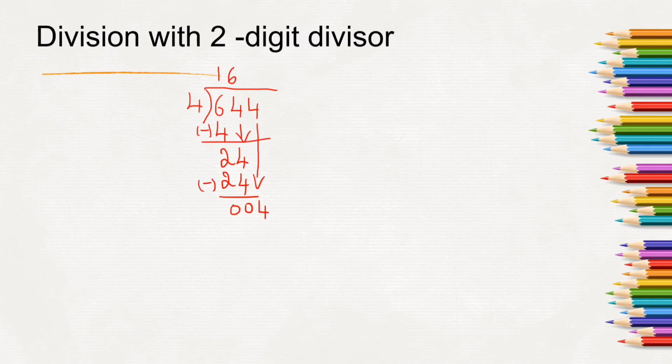Now we are left with 4. So 4 one time is 4. So no remainder left. So here we got the answer as 161. So when we divide 644 by 4, we'll get the answer as 161.